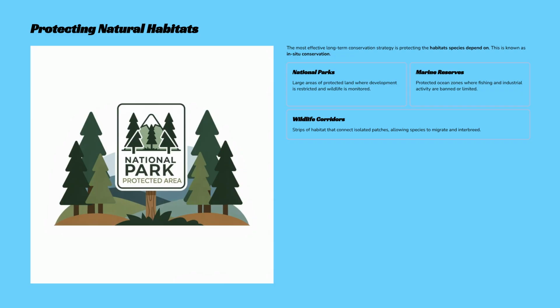Protecting natural habitats is the most effective long-term conservation strategy. This in-situ approach includes creating national parks to protect land, marine reserves to safeguard ocean zones, and wildlife corridors to connect isolated habitats for migration.